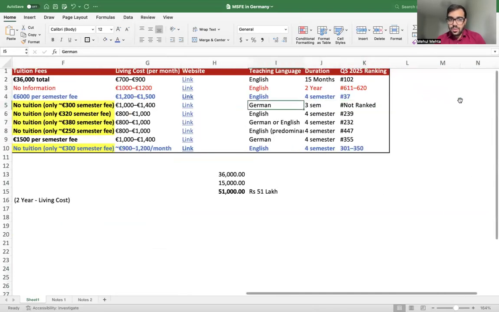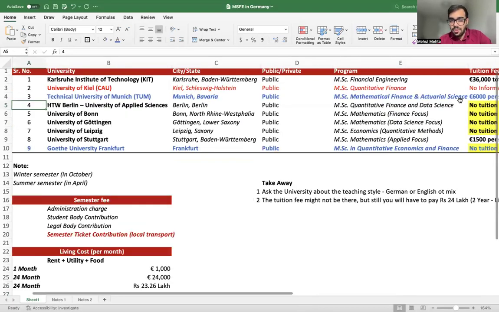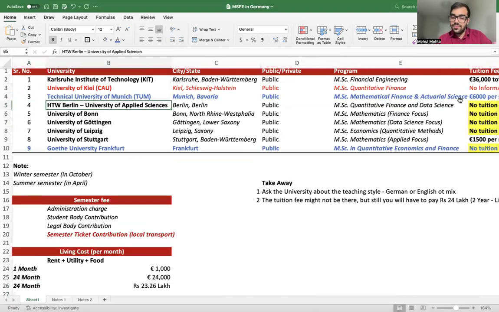One more thing is, this course is taught in German, which is the biggest drawback that I have found: the entire coursework is taught in German. I find this a drawback, because if it was a mix of English and German, I would still go there. But if it's completely German, then of course, as an Indian, I might not prefer it.